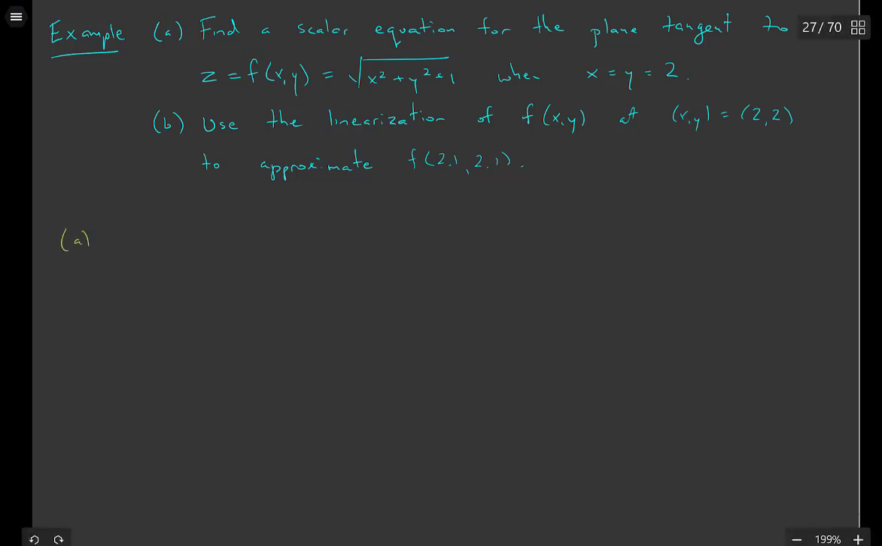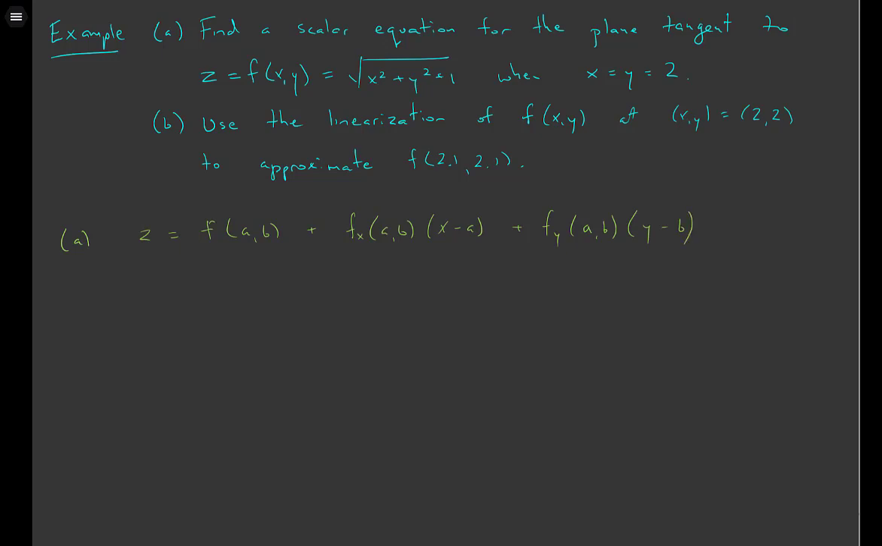We actually did a bunch of work in the notes to say that the scalar equation for the plane tangent to a surface is given by the function evaluated at those points plus the partial derivative with respect to x evaluated at those x and y values times x minus a plus the partial derivative with respect to y of f evaluated at those x and y values times y minus b.